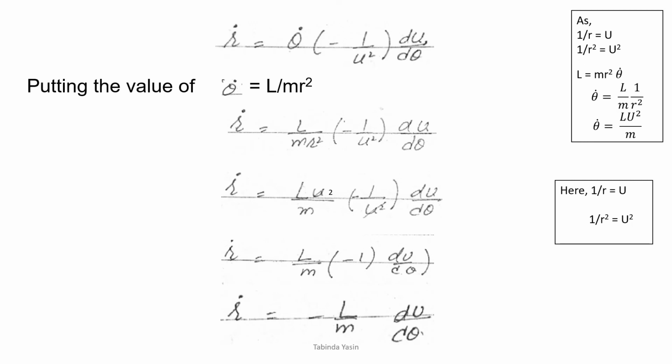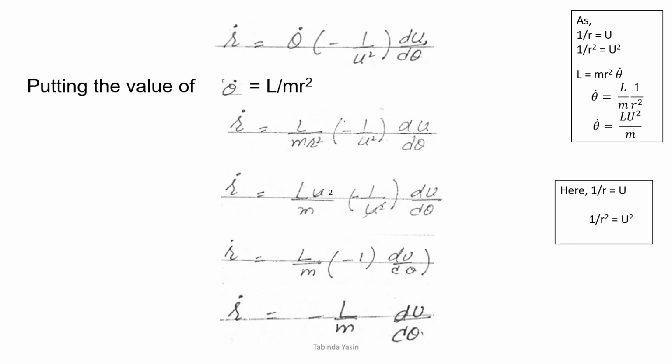As we know that u is equal to 1 over r, if we square both sides, we have 1 over r square is equal to u square. So in the equation theta dot equal to L over m r square, we can write theta dot is equal to L over m into 1 over r square.